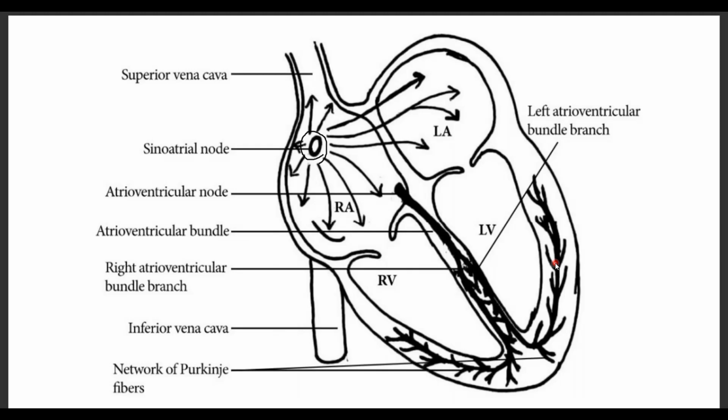They are a small mass of specialized neuromuscular cells. Right? This SA node is present in the myocardium.